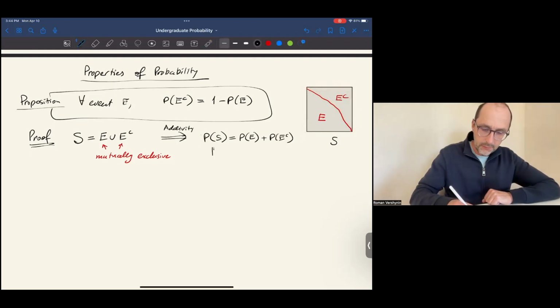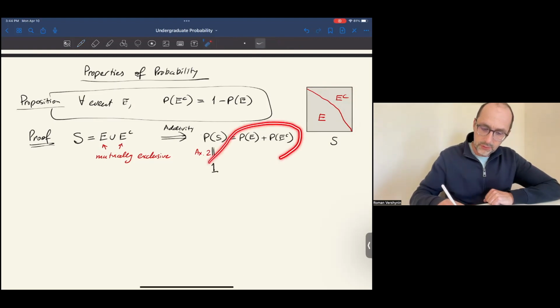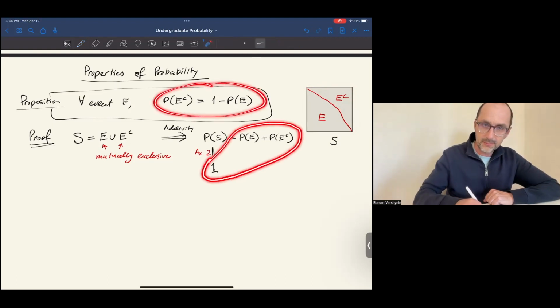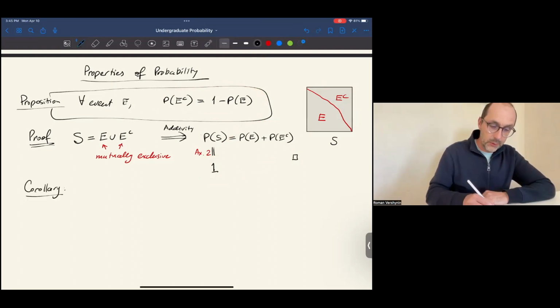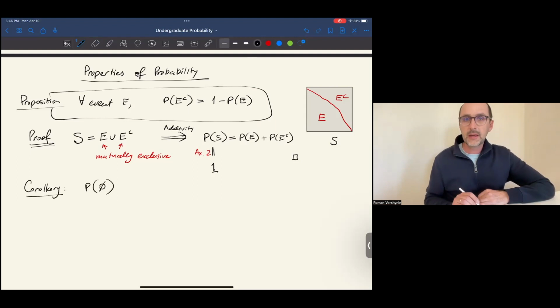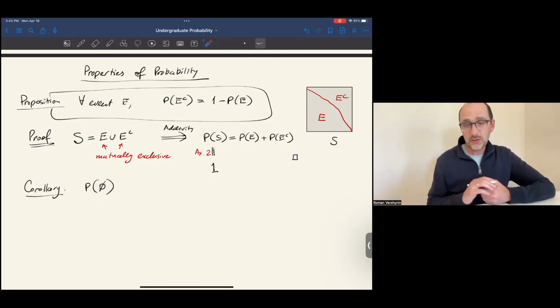The probability of S from axiom 2 equals 1. And then just rearrange the terms in this equation to get this. We proved this formula. As a corollary, we can compute the probability of the empty set, the event that does not have any outcome. What do you think it should be?